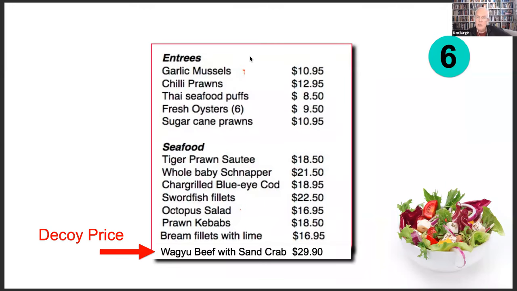Now, notice as soon as we drop that $29 price at the bottom, what does it do to all the main course prices? It makes them look a little more reasonable. Now, whether you sell a lot of that $29 one, and you will sell some, but whether you sell a lot of them, that's not the point. The point is to play with people's heads and reconsider the pricing and the value of the other items on the menu.